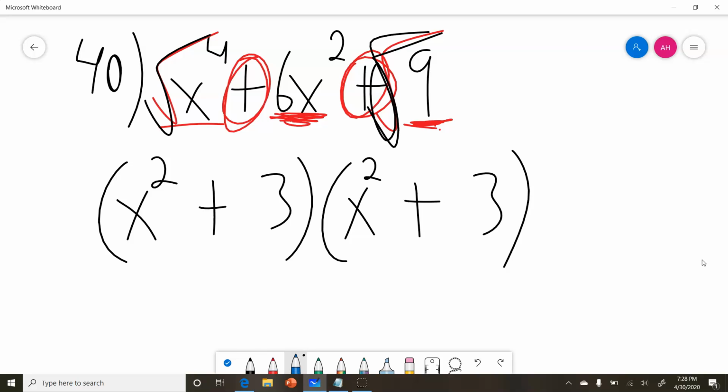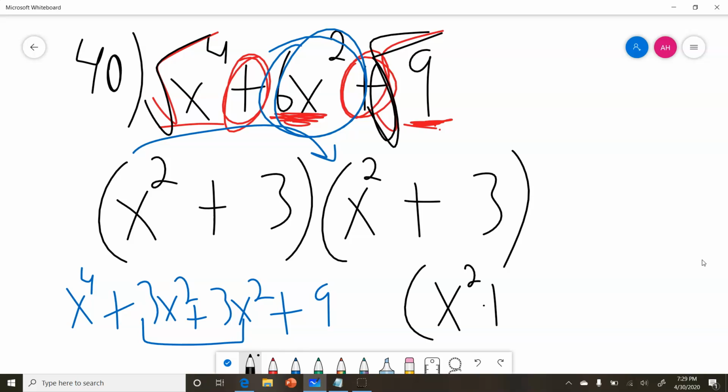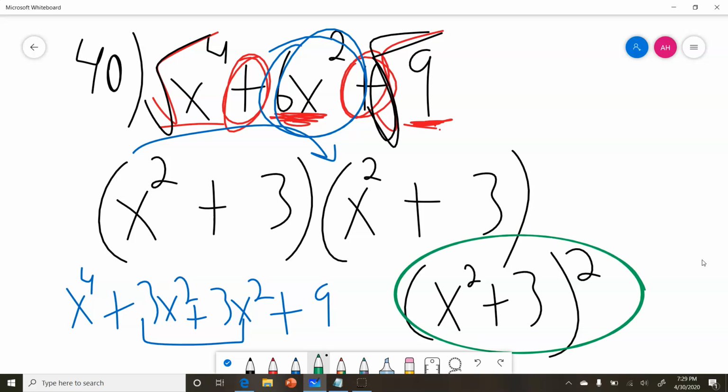Now I gotta try this out and say x squared times x squared. That's x to the fourth. Yay. Then I get plus 3x squared plus 3x squared. So that's going to give me my 6x squared right there. Plus 9. So I know I did it right. And I just write my whole answer, x squared plus 3 and all of that squared. And there's my final answer.